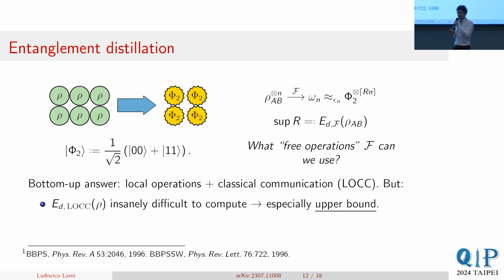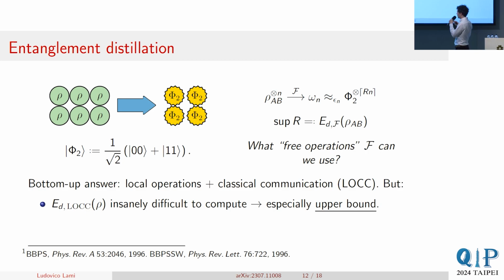One is that it's an extremely difficult quantity to compute, this distillable entanglement under LOCC. In fact, we have basically 0 formulas for that. We have several bounds, but especially the upper bounds oftentimes are not tight. There are certain states that we suspect are bound entangled, so 0 distillable entanglement, but we can't prove this because we don't have good upper bounds. Okay, so this is the first problem.